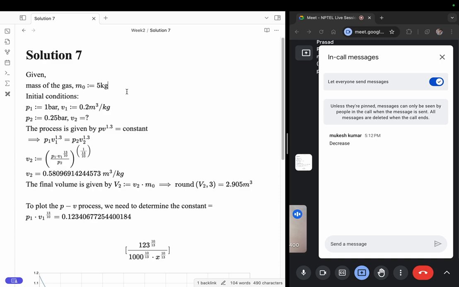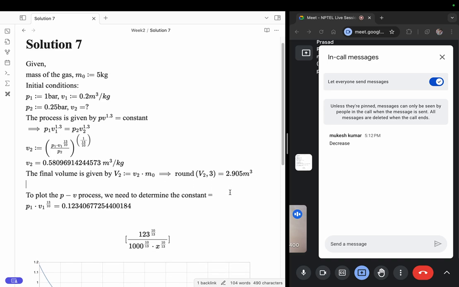The initial mass is given, so for the final volume, you can directly use this relation and you will get the specific volume. You already know the mass, so you multiply that with the mass, and then you get the final volume. And to plot it on the graph, we need to know the equation. Here it just says PV to the power 1.3 is constant, so I need to determine the value of the constant. I can use any state, either initial or final. Let's say I'll use the initial state, P1 and V1, substitute that, get the constant, and then plot it.